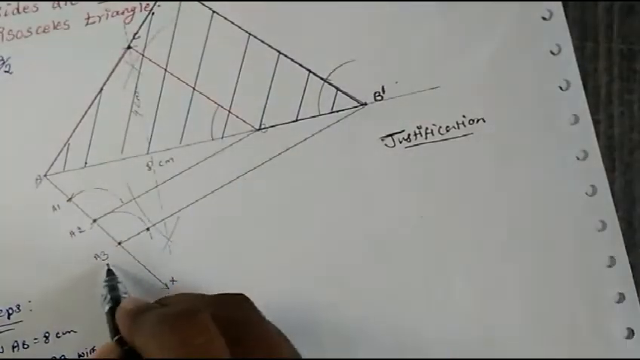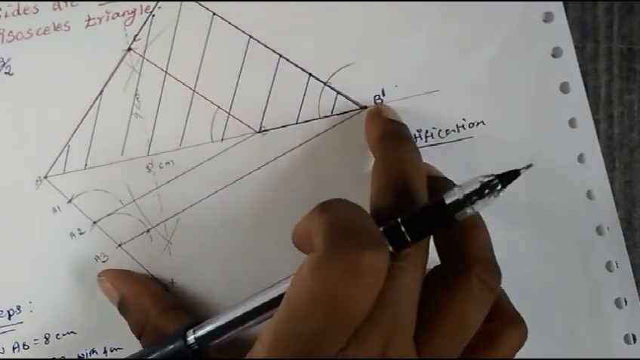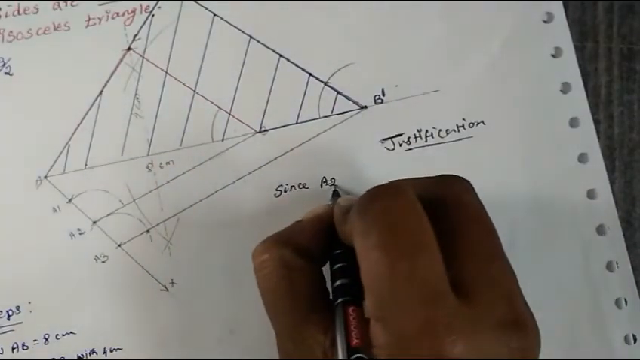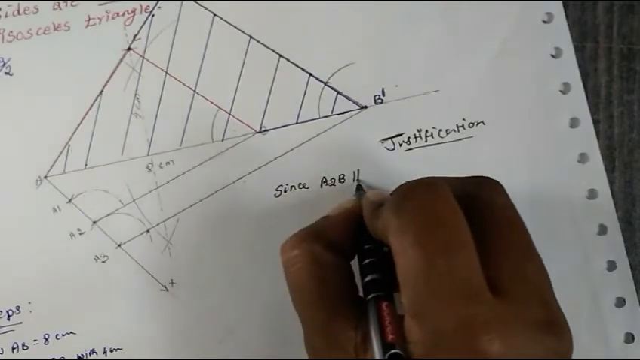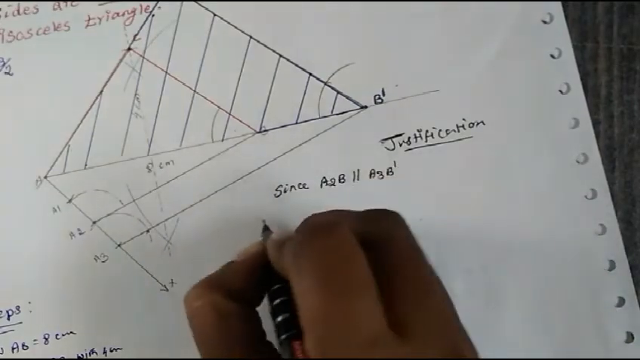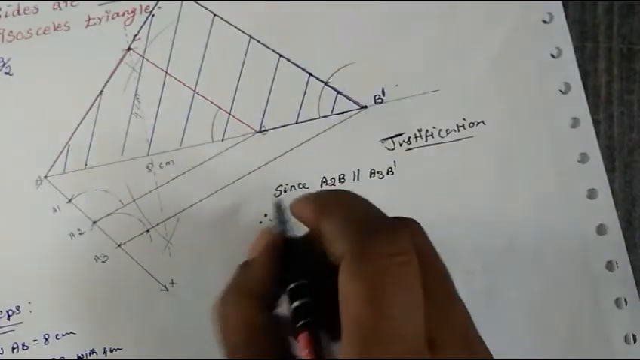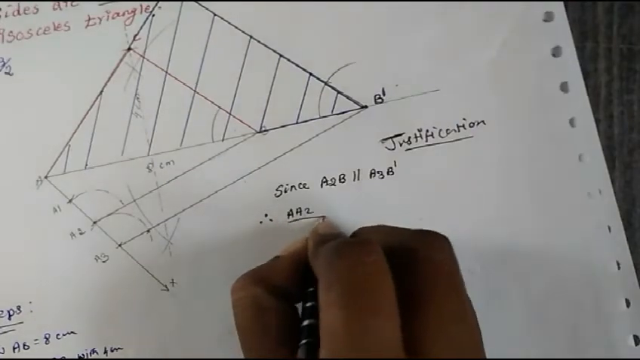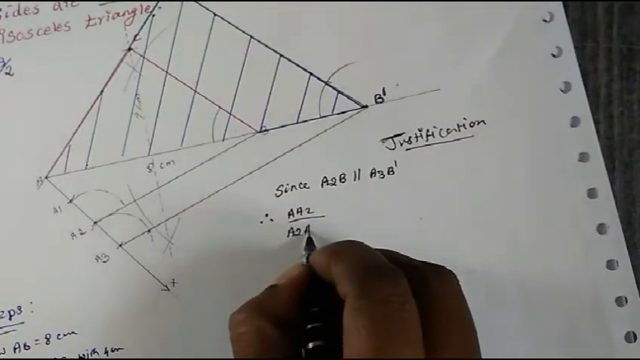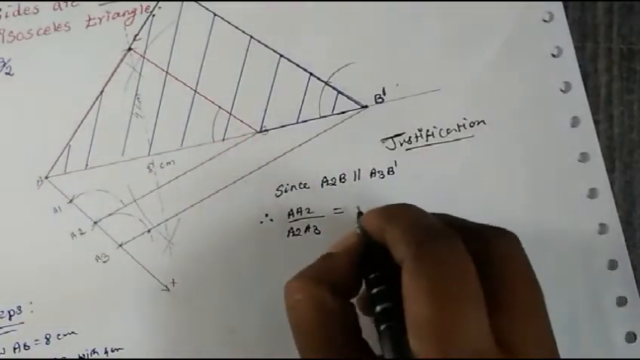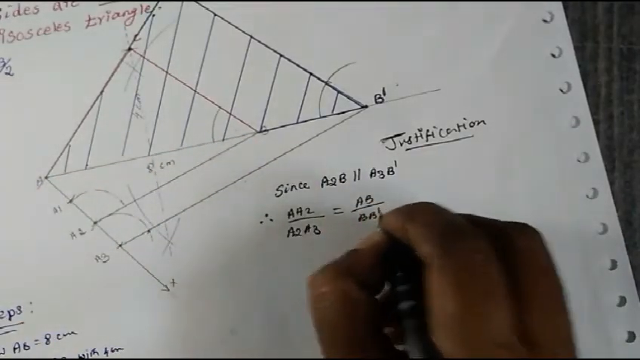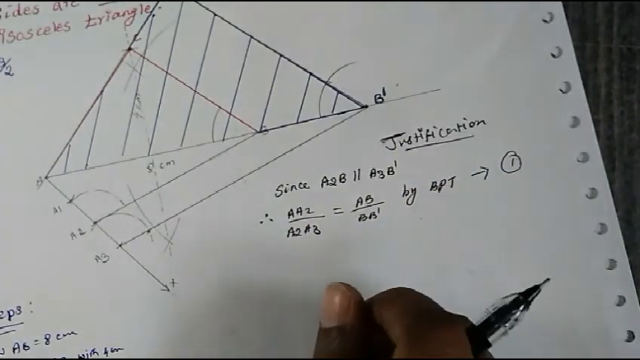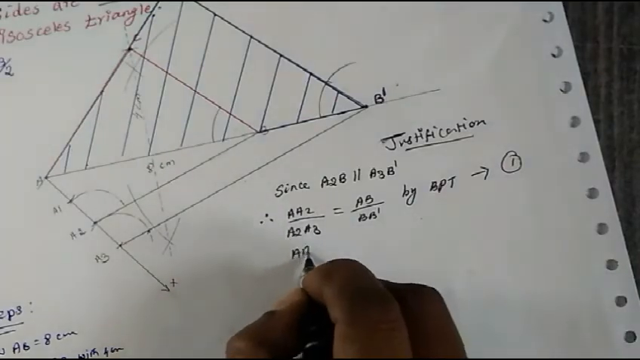So this is A3 B dash. This is what we have constructed parallel to this line. So since A2 B is parallel to A3 B dash, you can say that the ratio A2 A3 upon A2 A3... will be equal to AB upon B dash, by the basic proportionality theorem. This becomes equation 1.